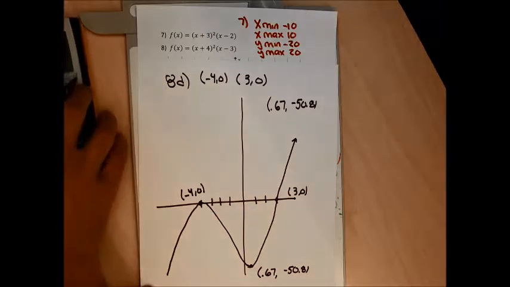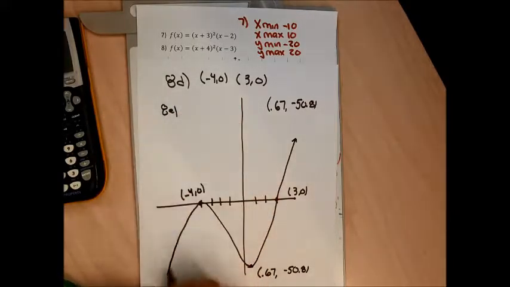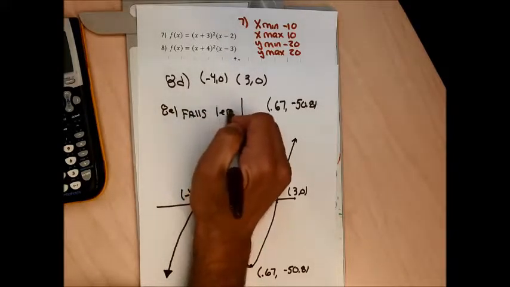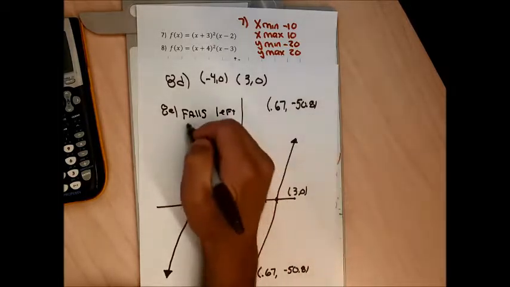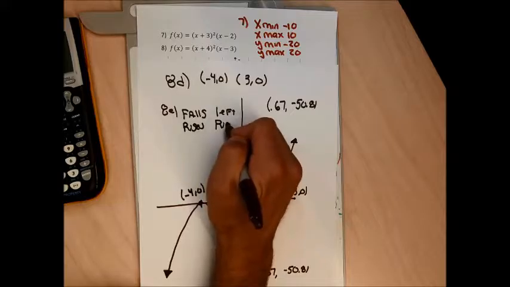There's my 8D. My 8E wants the end behavior. This arrow goes down, so we're going to say it falls to the left. This arrow goes up, so we're going to say it rises to the right.